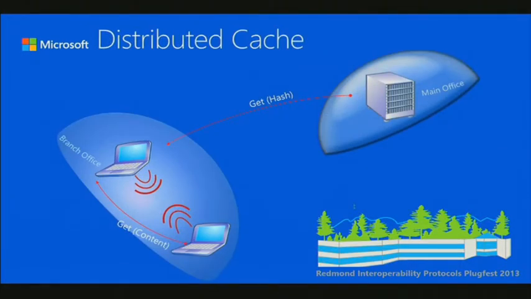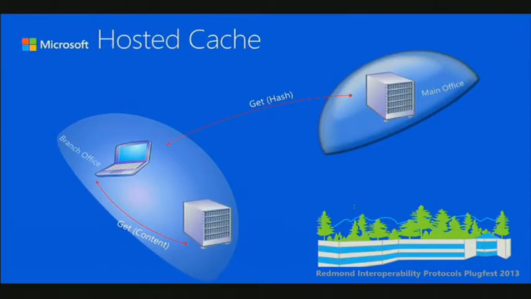So I think in the last session, Mike already covered most of the branch cache, so I will not repeat that. I just want to talk about the test scope of our test suite. In distributed cache mode, we will test the content server. And in hosted cache mode, we can test both the content server and the hosted cache server.